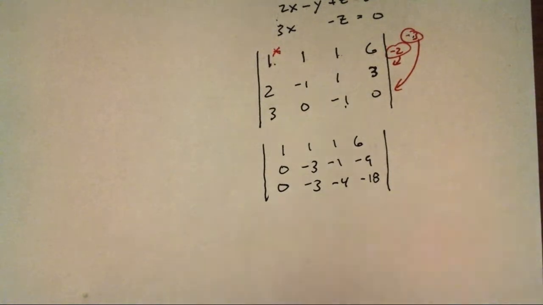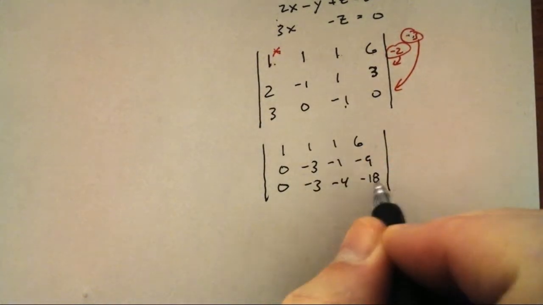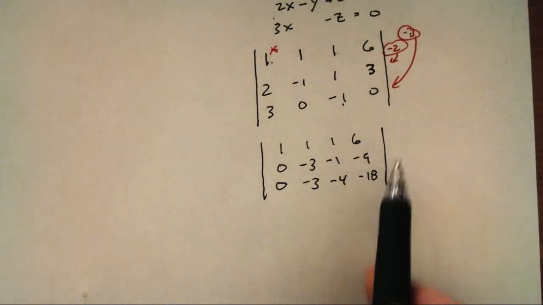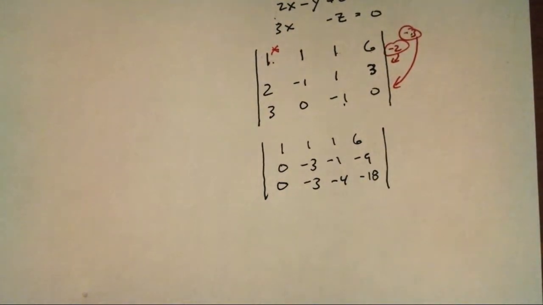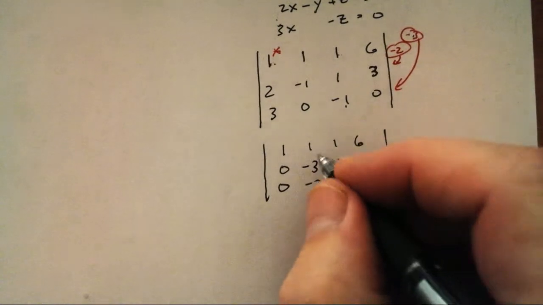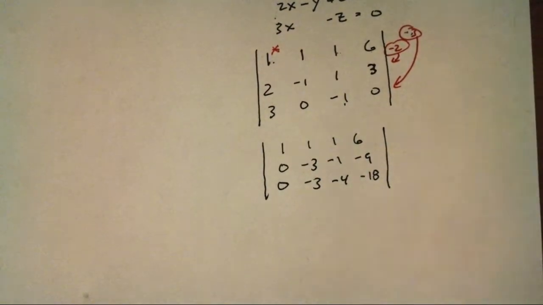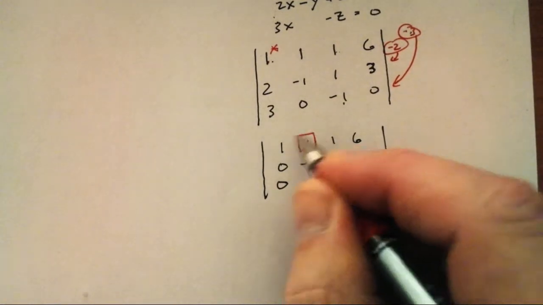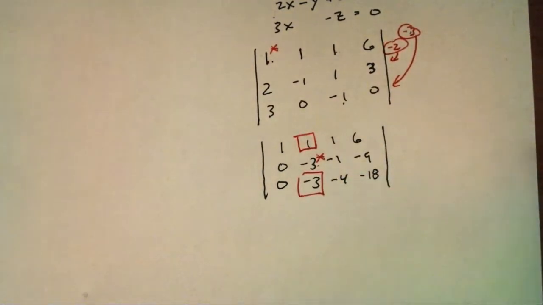So my next step is, I can't divide anything out in house clean, but if you like, you could make these guys all positives. You could multiply this row by negative 1 and this row by negative 1. And we may do some of that later. But my next step is to use this guy to whack that and that.